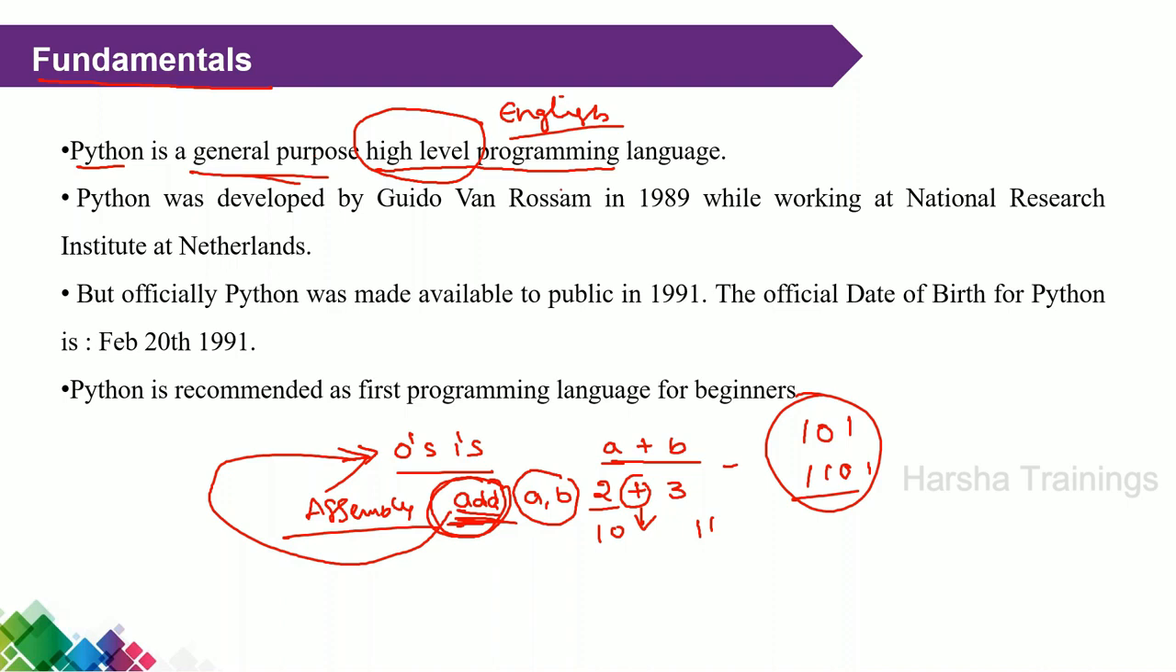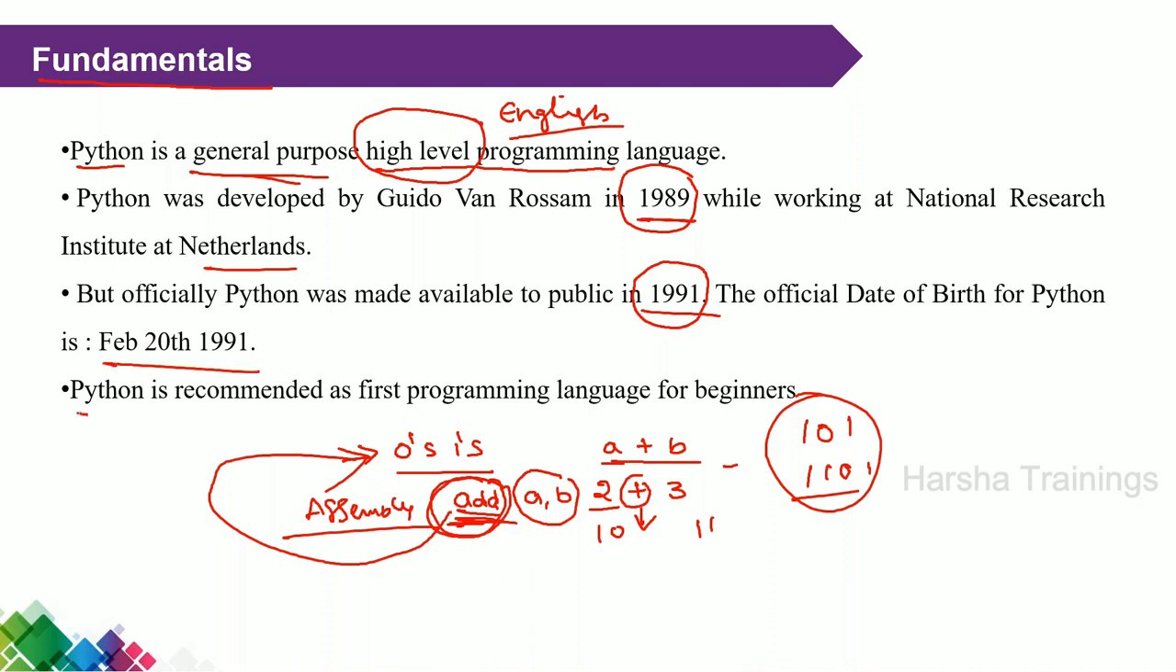Now, Python was developed by the scientist Guido van Rossum in the year 1989 at a National Research Institute laboratory. Even though it was developed in 1989, it came into existence in the year 1991. So it is the development year, but it came into existence in 1991. This is the official date of birth.